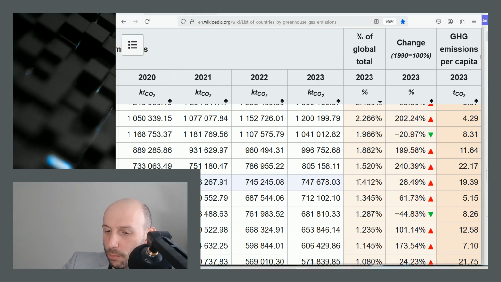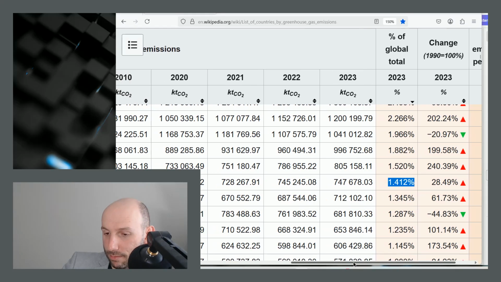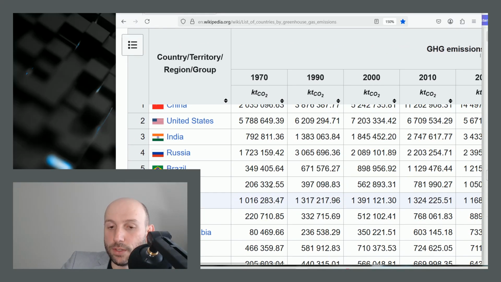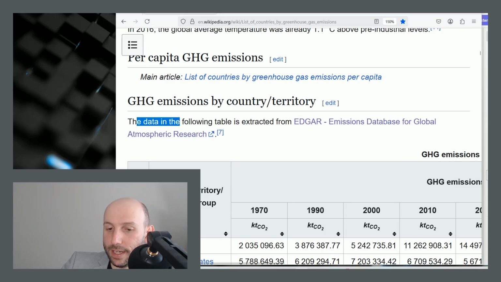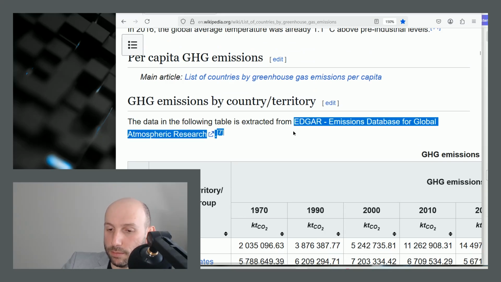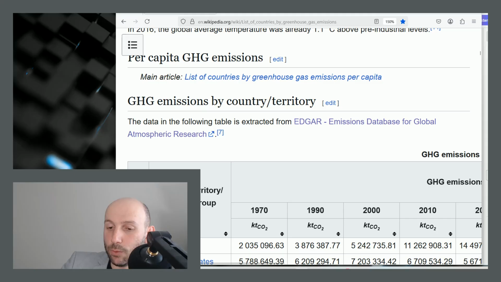Now, if we dig deeper into this and ask, okay, where exactly do Canada's emissions come from, this 1.4% of the global total? When we dig into that, we actually see that Canada is an even cleaner country than this number makes it look. All right, so above this chart, we have a reference. The data in the following table is extracted from something, right? And Wikipedia does provide references pretty often, right?